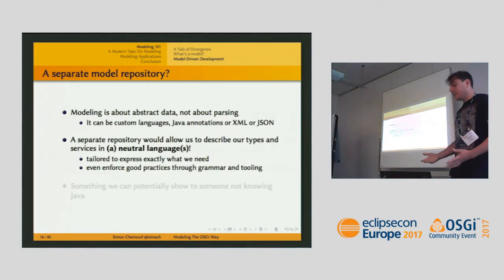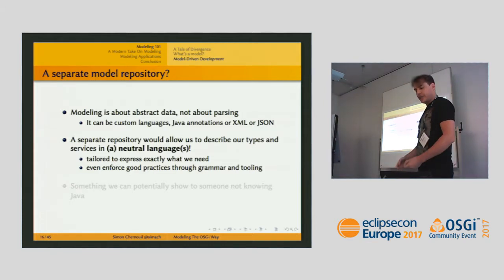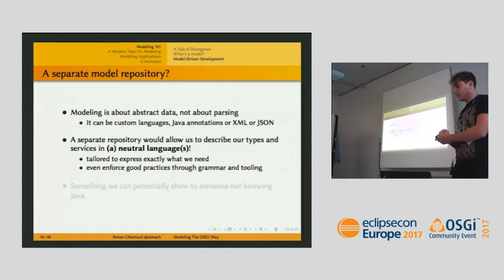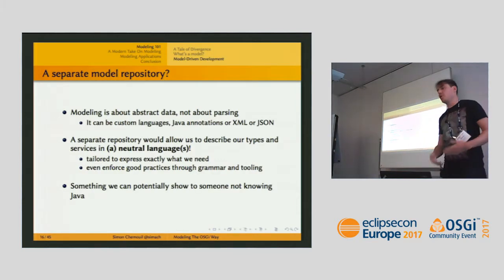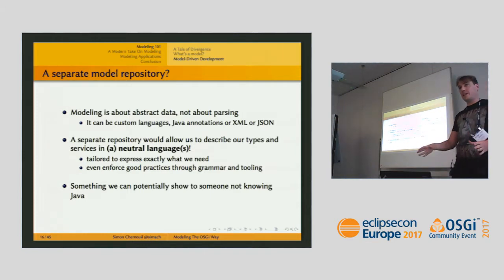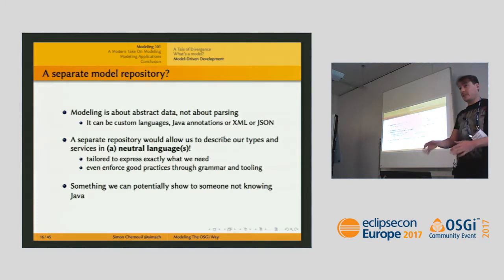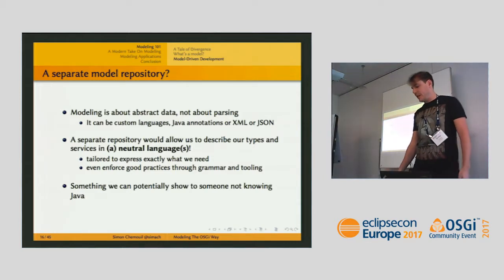A separate repository is useful if you want a neutral language. And these languages, like domain-specific languages, are tailored to express exactly what you need. And through that, you can also enforce good practices. It's also something we can show to someone who is not a programmer. When we show Java to a customer that is not a computer scientist or software developer, it's a lot of gibberish for him because there's a lot of extra information. Well, if you have only a mathematical definition, if he has some science training, it's OK.